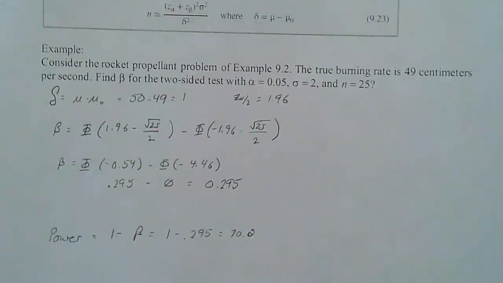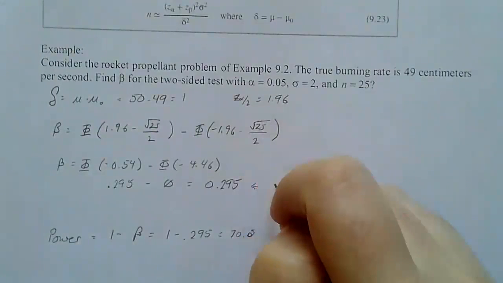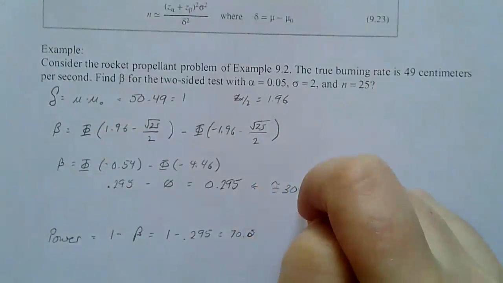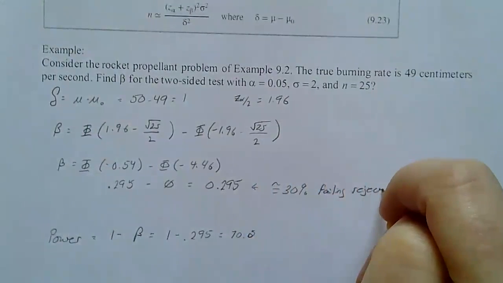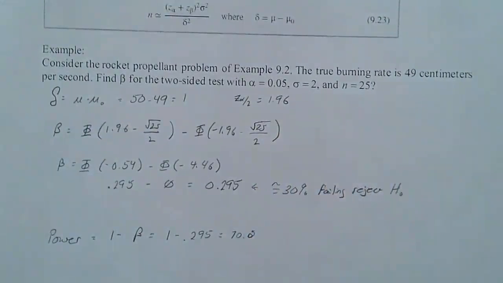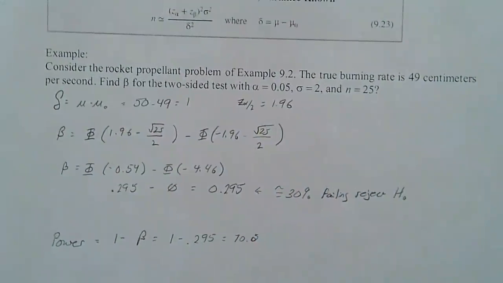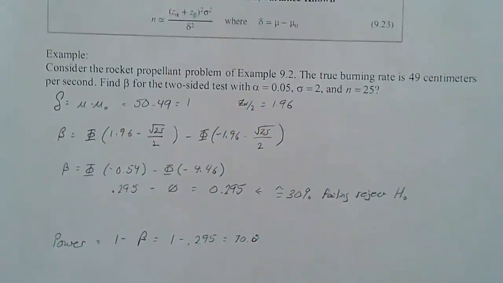So 30% of the time, that test is going to fail to reject the null hypothesis when it should. So that's what this means. This means roughly 30% of the time, we are failing to reject that null hypothesis, even though the actual burning rate is 49, not 50. And so that, with understanding the error, gives us a reason to say, well, what should the actual sample size be? I want to know that I can have that.